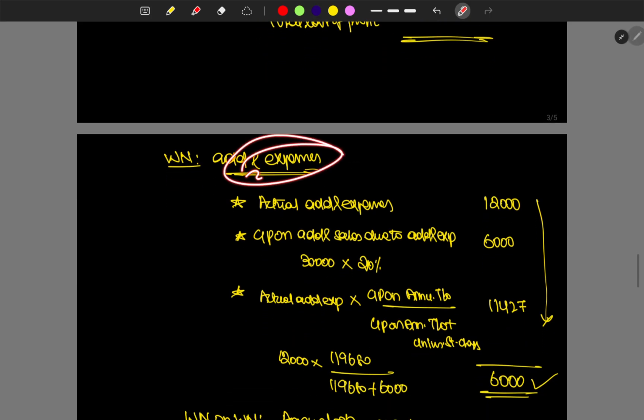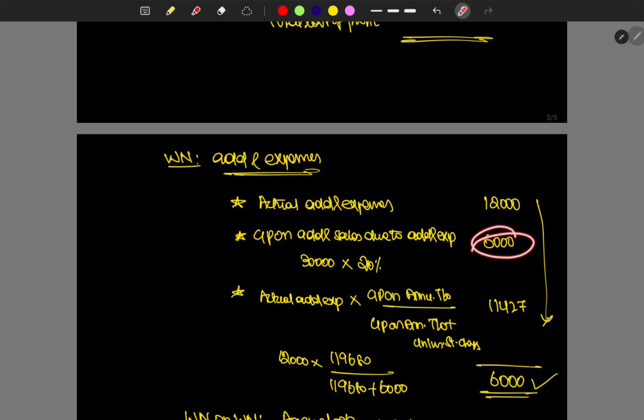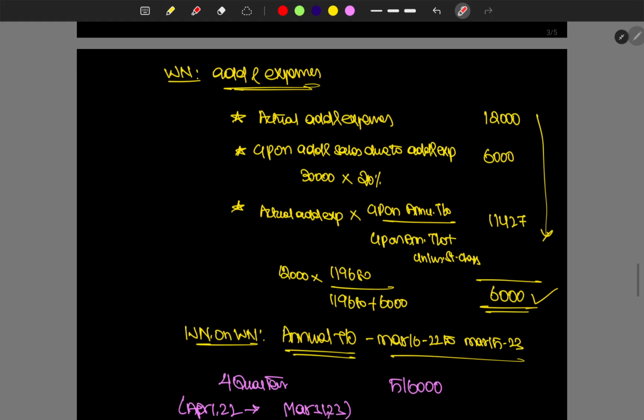For additional expenses, there are three things we have to consider: actual additional expenses, or gross profit on additional sales due to additional expenses. So I have incurred additional expense of 10,000. For that 10,000, I have got 1 lakh rupees as sales. On that 1 lakh sales, we have to find out the GP percent. That's what they are saying here. We found that value also. Then the third line item is actual additional expenses. With that, we are multiplying the gross profit and annual turnover divisible by gross profit annual turnover plus uninsured standing charges.